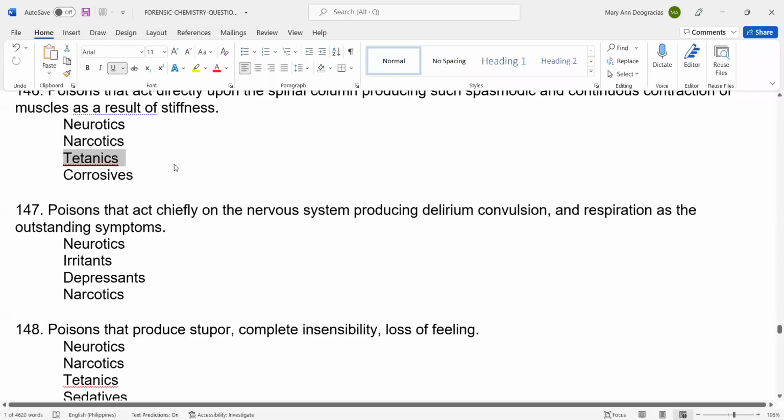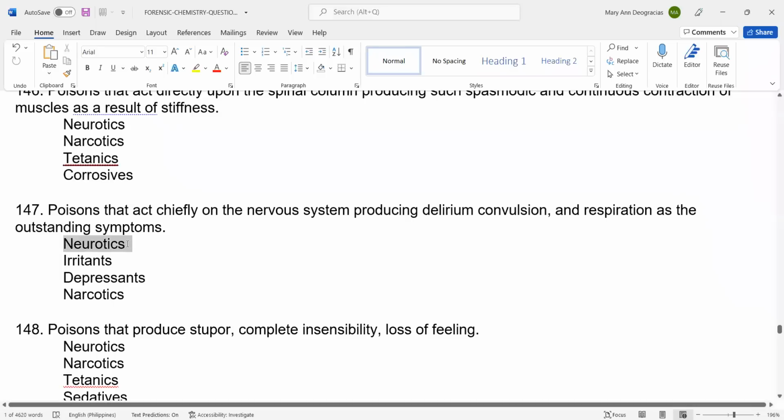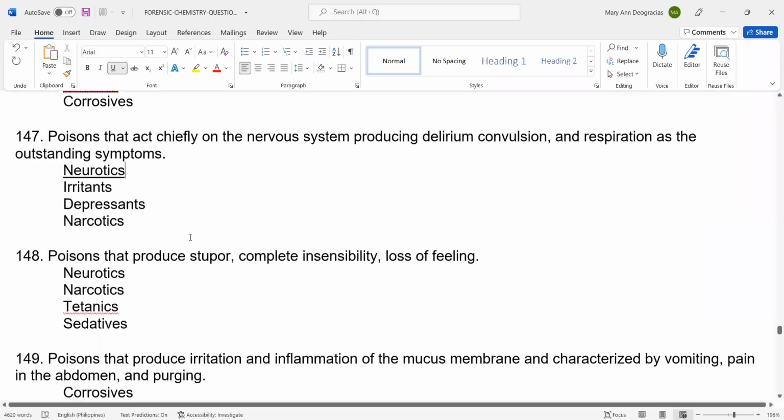Okay, 147. Poisons that act chiefly on the nervous system. Oh, from the word nervous. So, anong sagot? Okay, the answer is A, neurotics. Ano mga example neurotics? Alcohol. Alak. Kakabaliw kaya ang alak. Narcotics, iba naman sa neurotics.